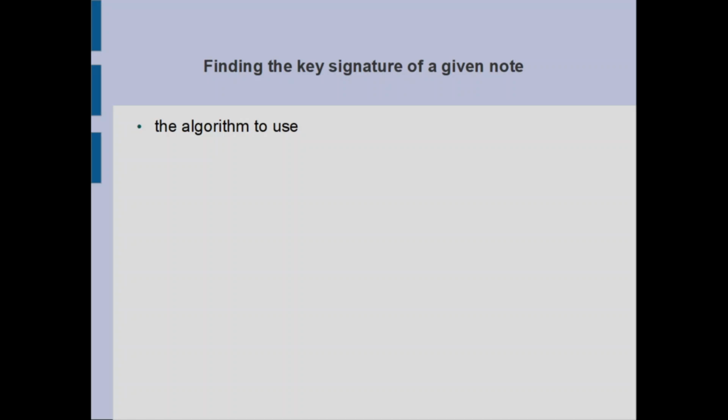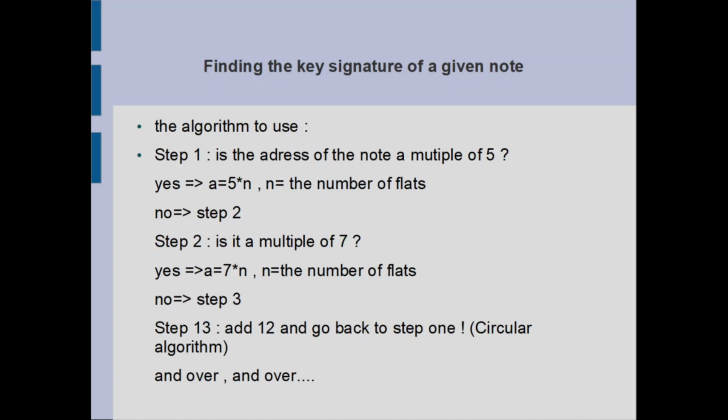Here's the algorithm to use. Yeah, a lot of steps. I will explain that. Step 1: Is the address of the note a multiple of 5? Yes. It's trivial. A can be written as 5 times n, and n is the number of flats. If no, then we go to step 2.